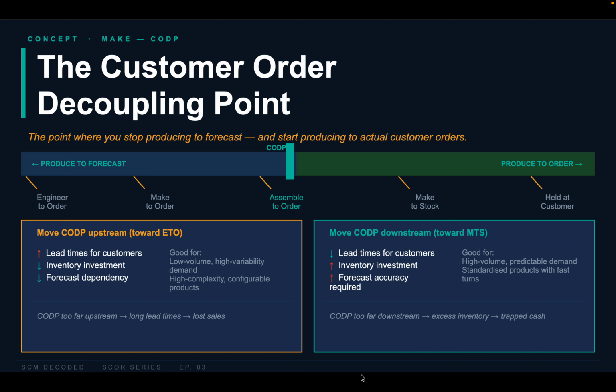Now there are two failures in CODP. If you put CODP too far upstream, lead times are so long that customers go to a competitor who has got this stock. You are working on efficiency, but you are losing the market. If CODP is too far downstream, you are producing everything to forecast, and if in the meanwhile demand shifts, then you'll have to sit on mountains of inventory, your cash will be trapped and your margins will erode.